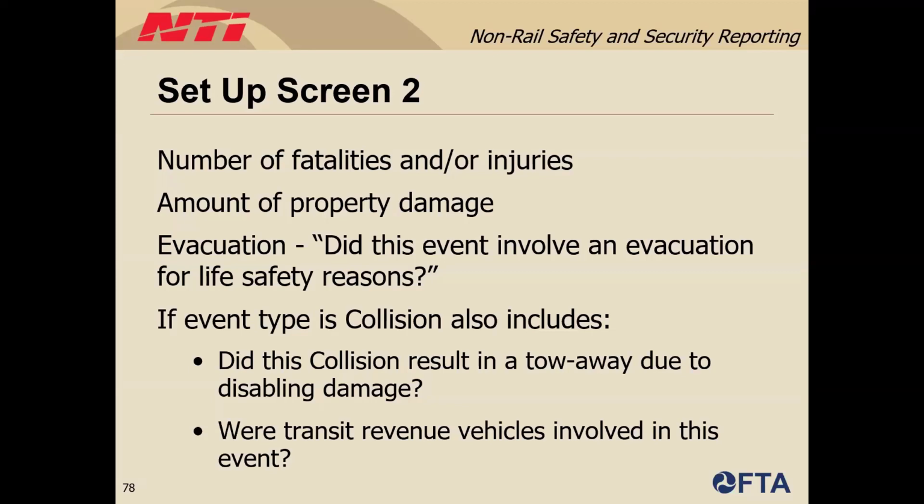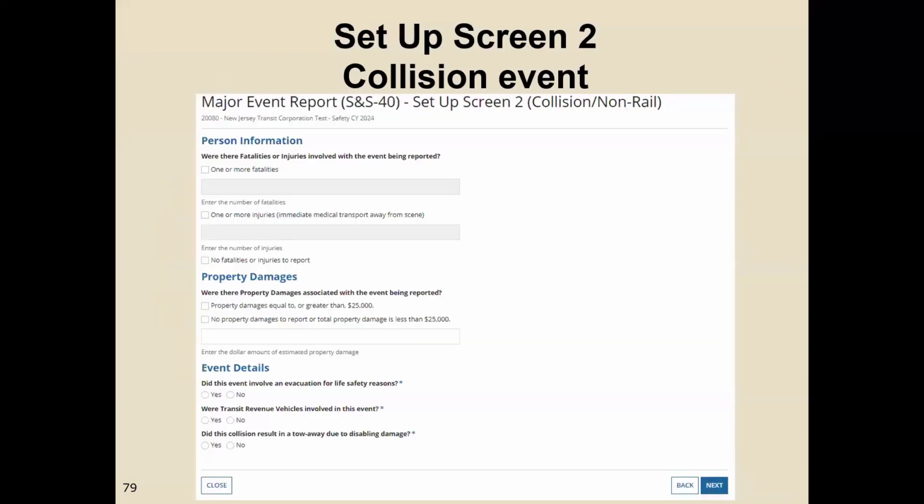First is the number of injuries and/or fatalities, the total estimated property damage amount. The screen asks about an evacuation threshold question. If the event type is a collision, then you are also asked the tow-away threshold question. You will also be asked if transit revenue vehicles were involved, which determines if this is a transit or non-transit collision. This is a snapshot of setup screen 2 for non-rail mode collisions.